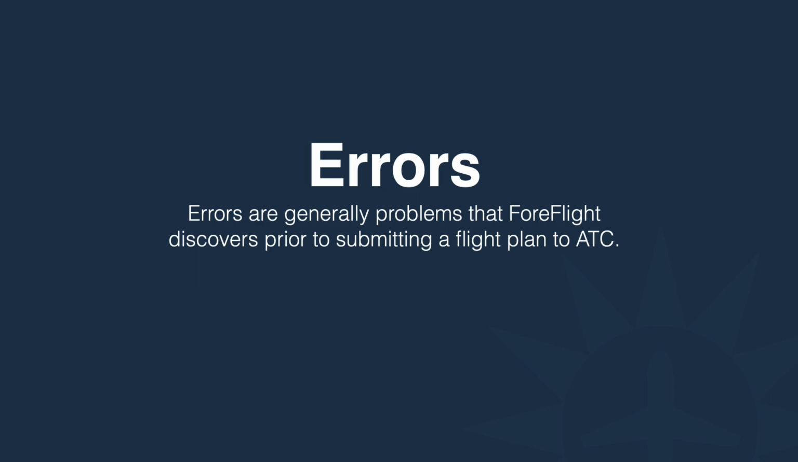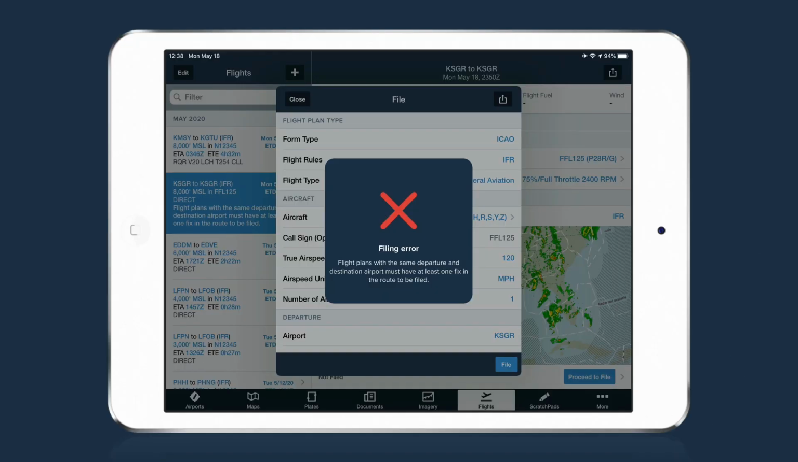Well, okay, yeah. So common errors and rejections, it's not the end of the world. It happens all the time. Not a big deal. So errors. Errors are generally problems that ForeFlight discovers prior to submitting a flight plan to air traffic control. And they're going to look like this, big red X. Like I said earlier, love the green check mark. The red X means something's wrong. This is a filing error.